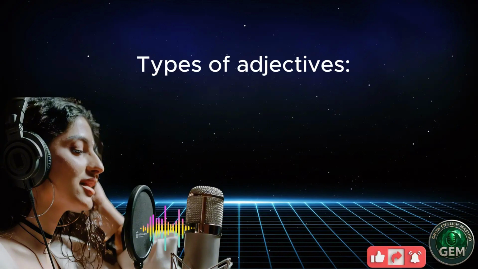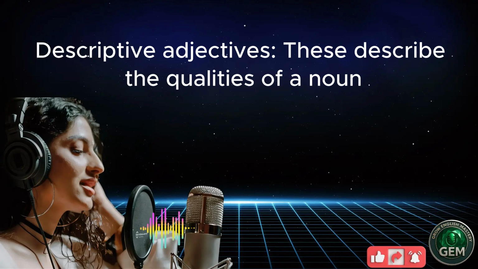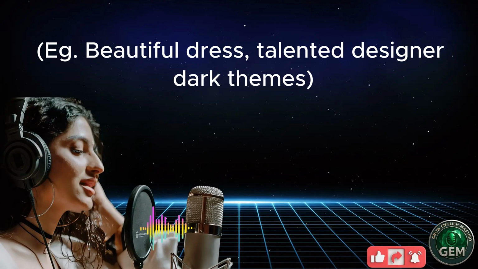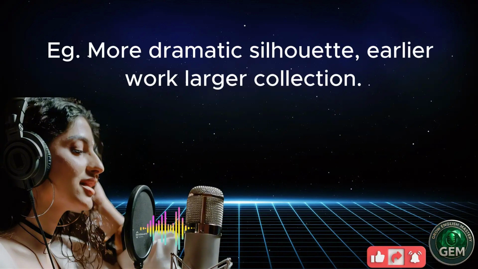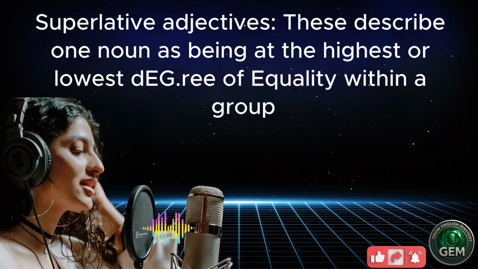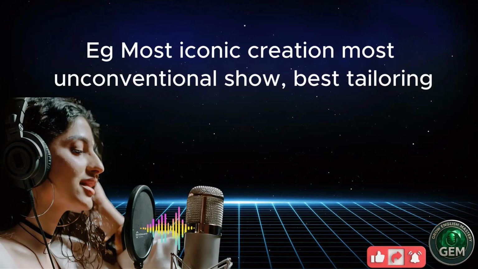Types of adjectives. Descriptive adjectives. These describe the qualities of a noun, e.g., beautiful dress, talented designer, dark themes. Comparative adjectives. These compare two nouns, e.g., more dramatic silhouette, earlier work, larger collection. Superlative adjectives. These describe one noun as being at the highest or lowest degree of quality within a group, e.g., most iconic creation, most unconventional show, best tailoring.